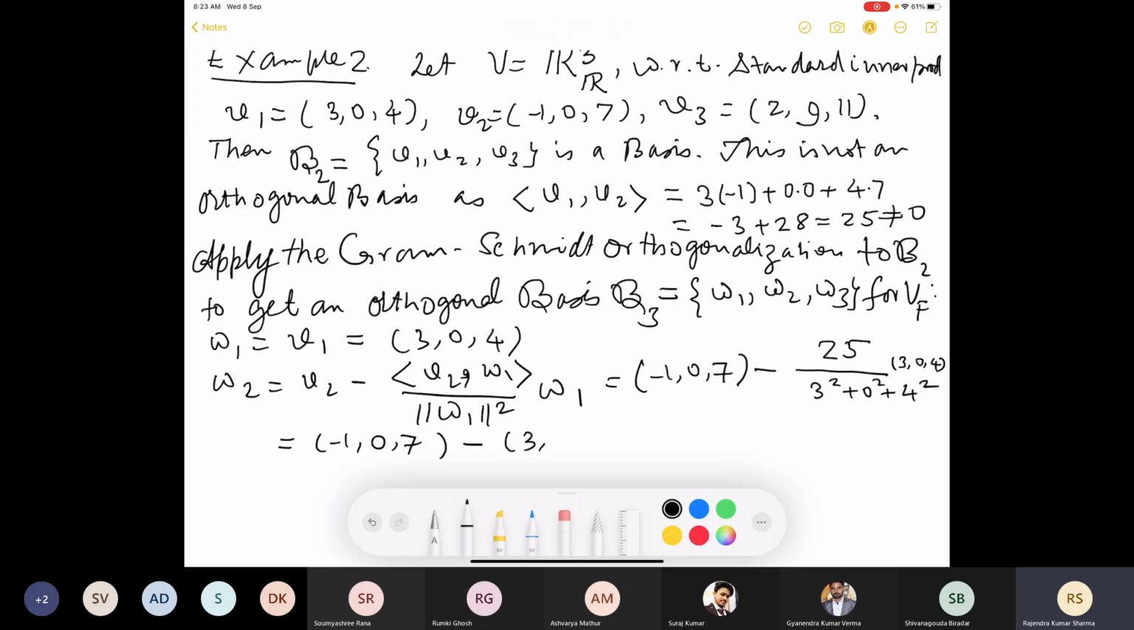So this is (-1, 0, 7) minus (3, 0, 4), and you can see easily this is (-4, 0, 3). 7 minus 4 is 3. So this is your W2.